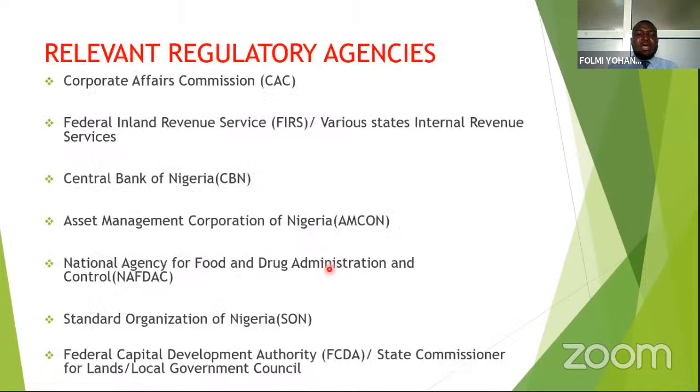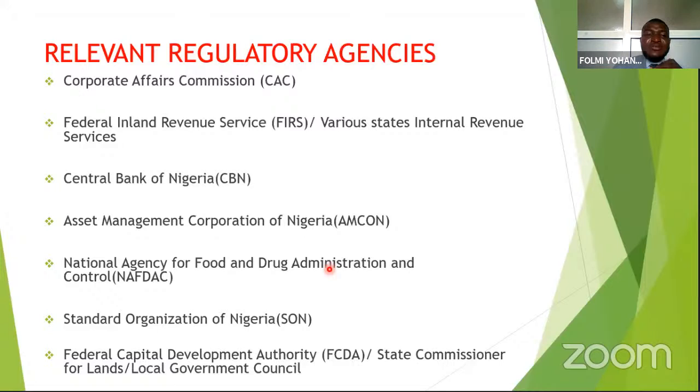So the next thing we'll look at is the relevant regulatory agencies. What are the relevant regulatory agencies that regulate businesses in Nigeria? We have the Corporate Affairs Commission, which we'll talk about in detail. Then we have the Federal Revenue Service, which we'll also talk about subsequently in detail. Then we have the Central Bank of Nigeria. I know everybody knows of the Central Bank of Nigeria. The Central Bank of Nigeria is the apex financial bank in Nigeria.